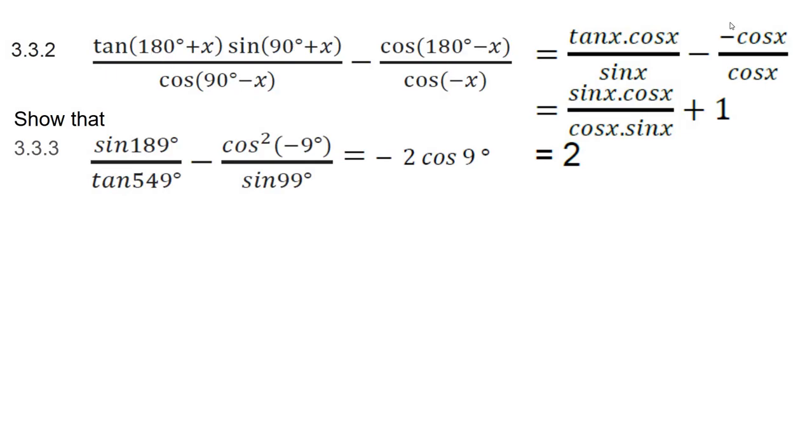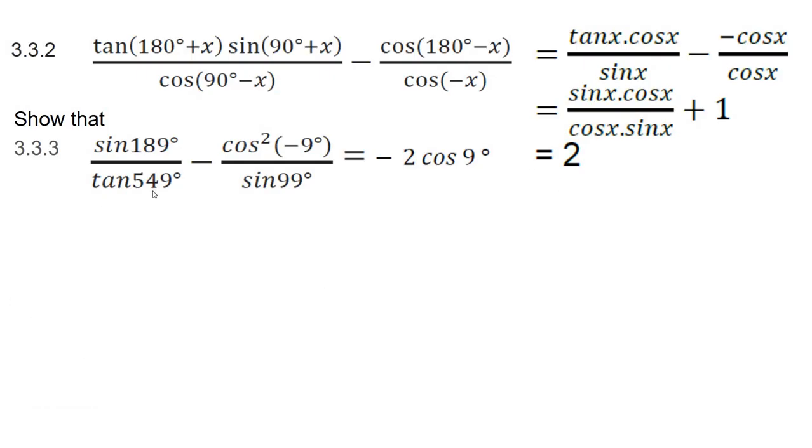180 minus x, second quadrant, cosine's negative there. But the reference angle is just x, so that part's easy. The cosine of minus x, fourth quadrant. That's cos x. Okay. Now anything divided by itself is just ones, and minus a minus is plus one. Now tan x is sine over cos x, and you're multiplying it by cos times sine x. Hey, we end up with sine x cos x over cos x sine x. That's just 1, and we knew from a long time ago that 1 plus 1 is equal to 2.